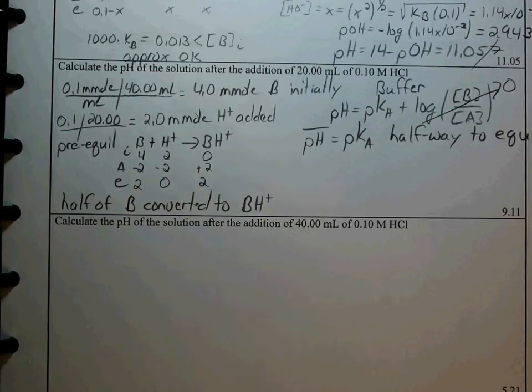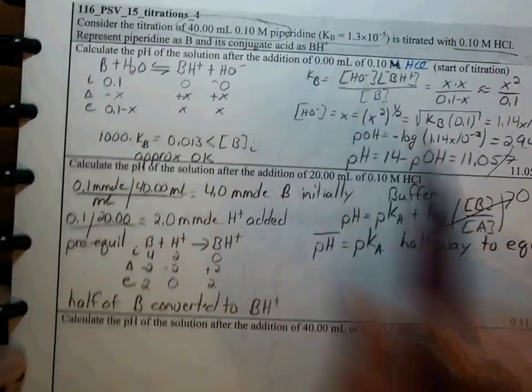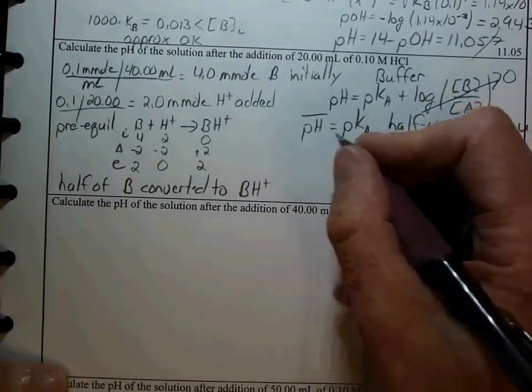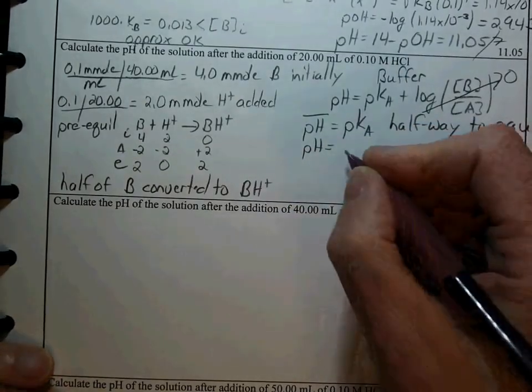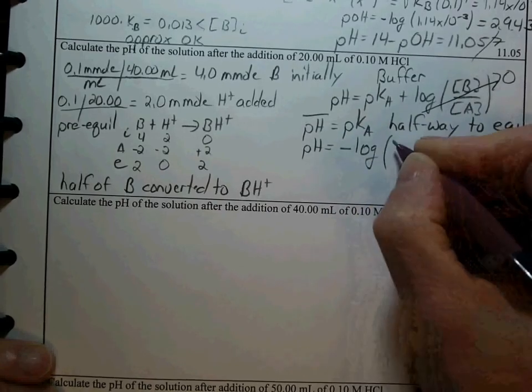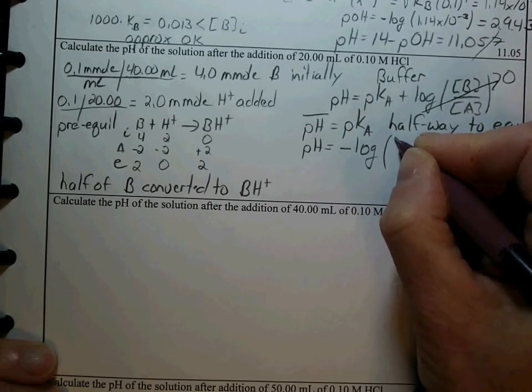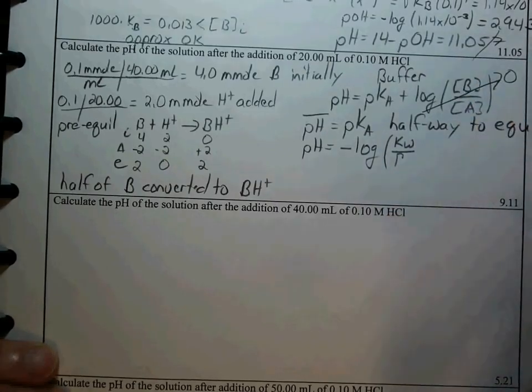Alright, now to find out what that value is, we look up and we see that we don't have a Ka value, but instead a Kb value. So we're going to have to convert our Kb to Ka. So we can do a negative log. Ka is going to be Kw divided by Kb.